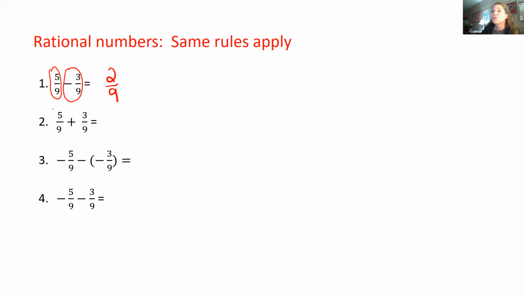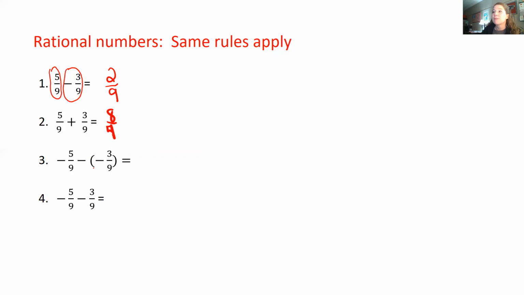All right, we have two positive numbers. If we have two positive numbers, same signs, add and keep. So our denominator stays a 9. We add 5 and 3, and we get 8. My pen hates 9s. It always wants to change it.